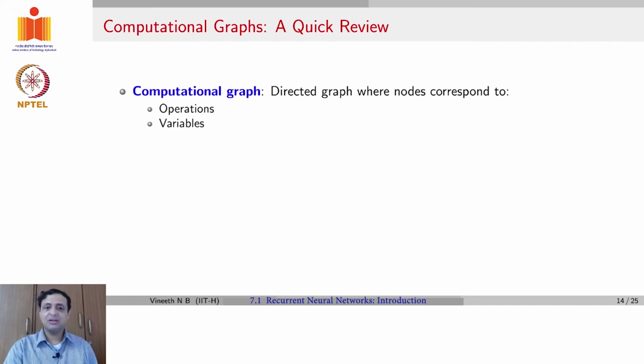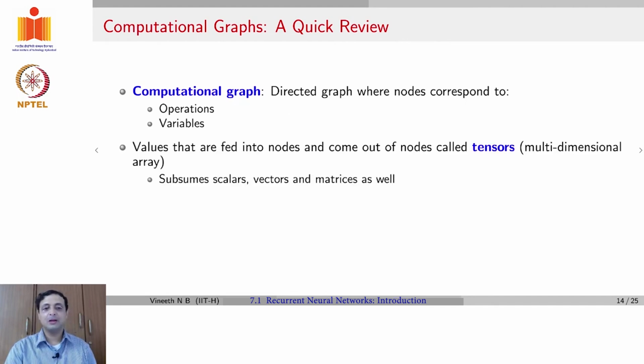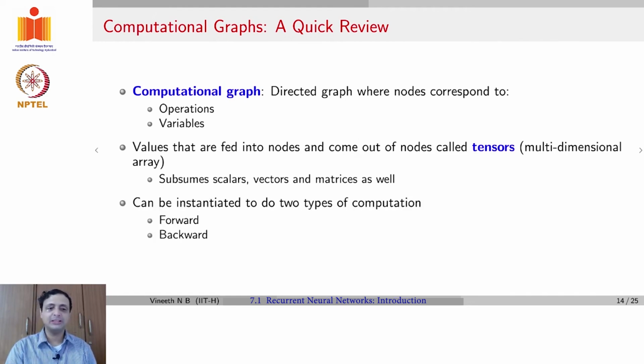So a computational graph is a directed graph whose nodes correspond to either operations or variables. The values that are fed into the nodes and come out of the nodes are tensors. Tensors, recall, are multidimensional arrays, generally anything greater than 2 dimensions. A 2-dimensional generalization of a vector would be a matrix. A generalization of a matrix would generally be called a tensor. A tensor generally subsumes scalars, vectors, and matrices. Tensor is the more general term to represent these quantities.